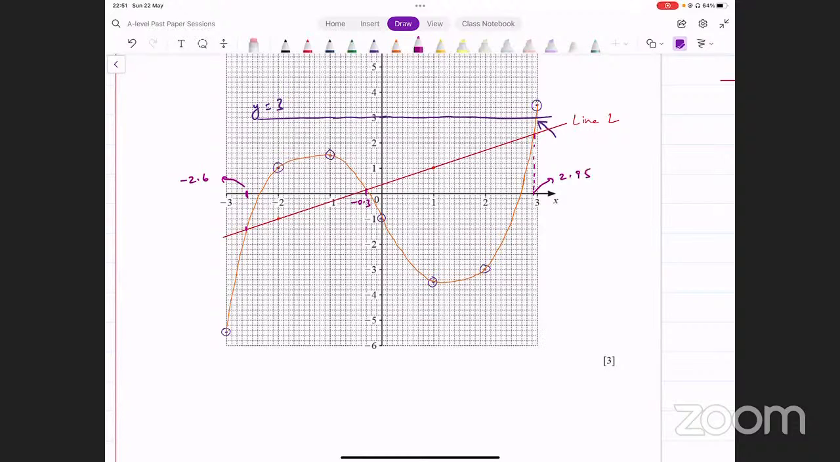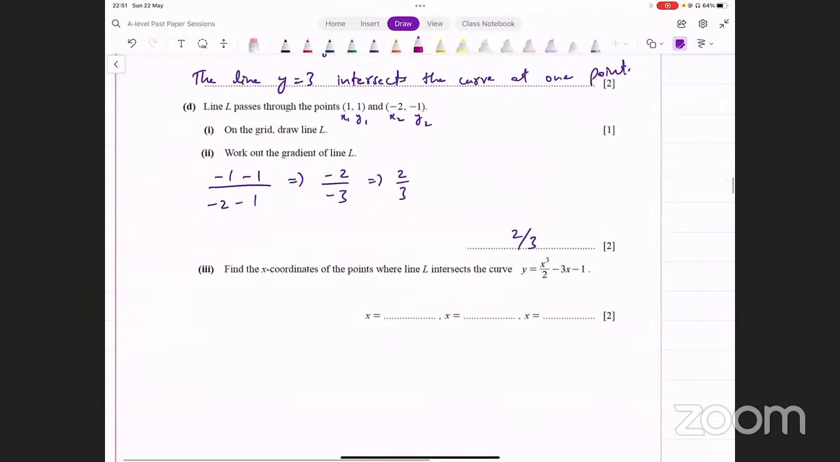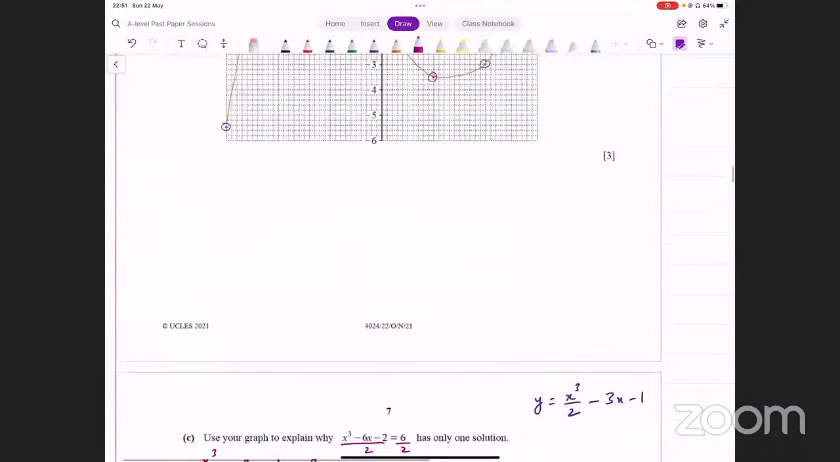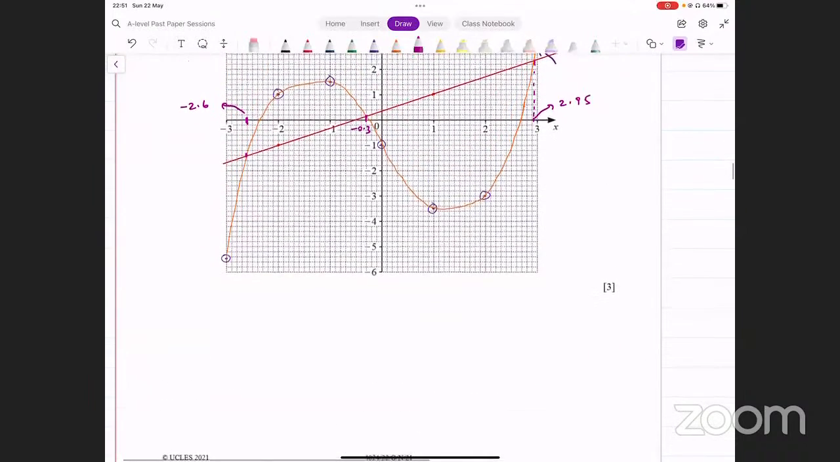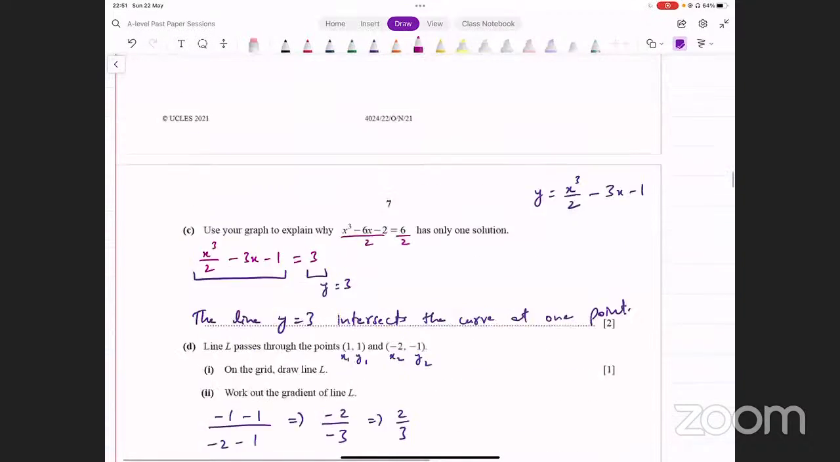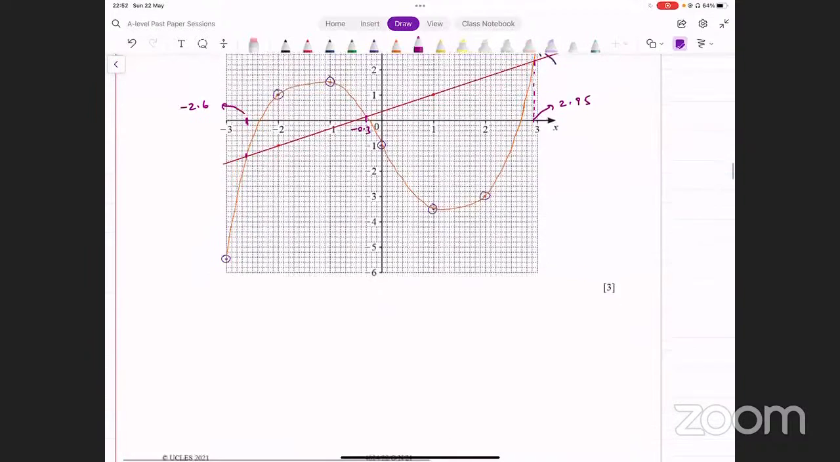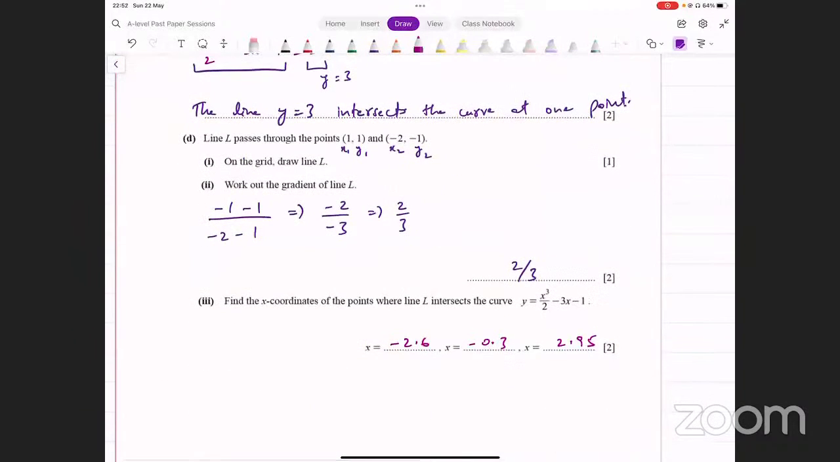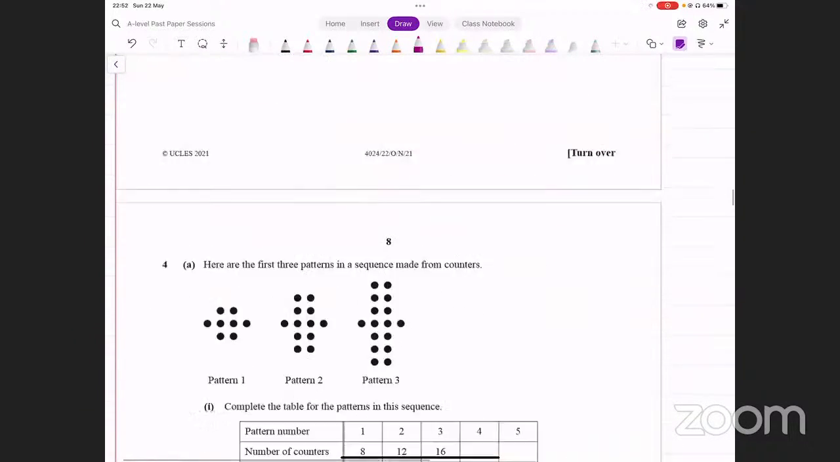So you'll have to do this from your graph. Whatever points you get on your graph, you have to write those. So I'm getting -2.6, then I've got -0.3, and finally, I've got 2.95. These are the points that we were looking for. You had to write these here. OK? All right, let's move on.